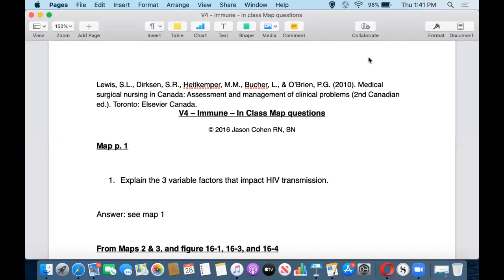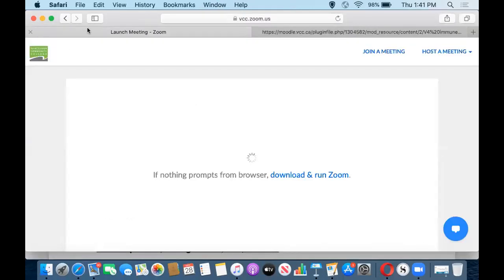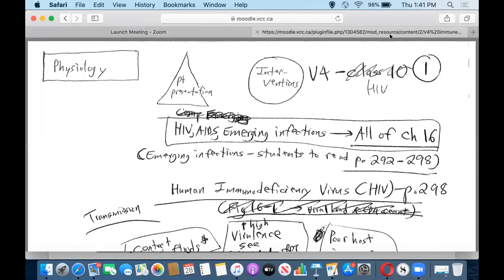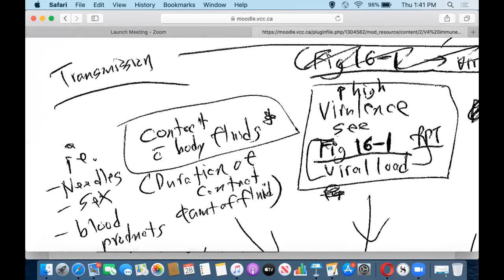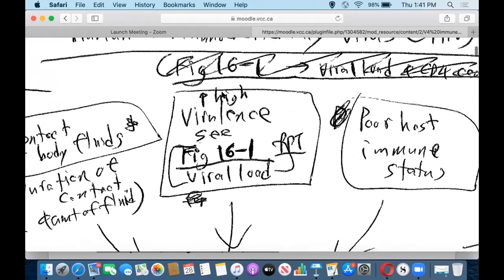Number 1, the 3 variables impacting HIV transmission. We can look to map number 1 and see that the 3 factors are, and probably the biggest factor is contact with body fluids. Other factors that are related is how virulent is the person who is currently hosting the virus. So if you have contact with bodily fluids from someone else, how high was their virulence is the question.